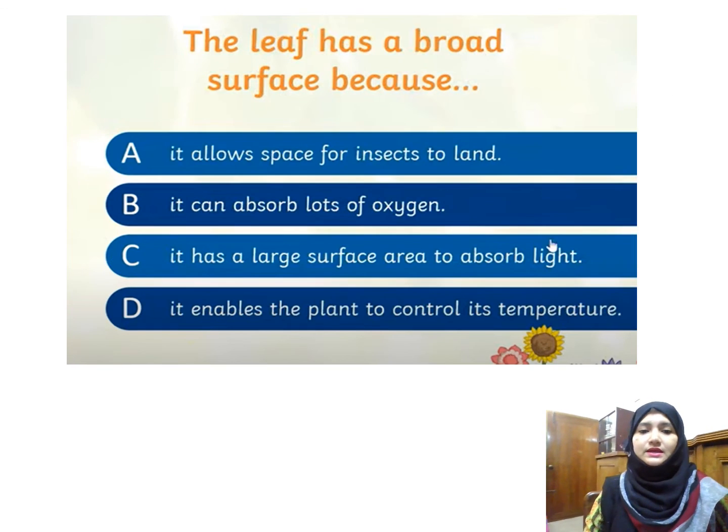The next one, the leaf has a broad surface because: it allows space for insects to land, it can absorb lots of oxygen, it has a large surface area to absorb light, it enables the plant to control its temperature. The correct answer is the leaf has a large surface area to absorb light, because light is essential for preparing their own food.